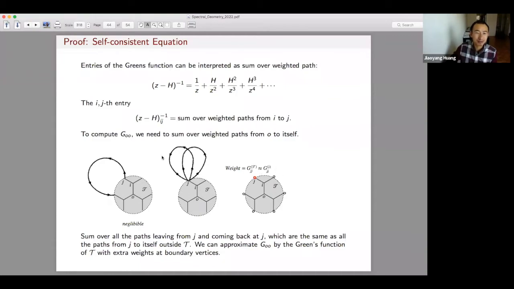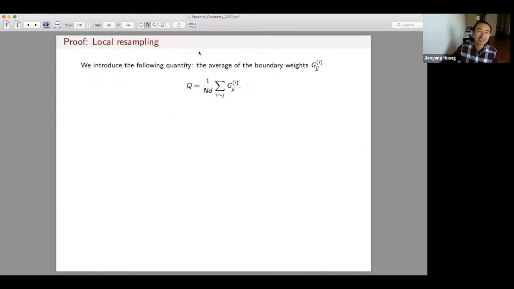So in other words, when you want to compute the Green's function G_oo, you can approximate it by the Green's function of this truncated graph with some weights G_jj^(i) attached to the boundary vertices. Because of this, we can introduce the following quantity. It's just the average of all the quantities G_jj^(i), where i and j are neighbors of each other.